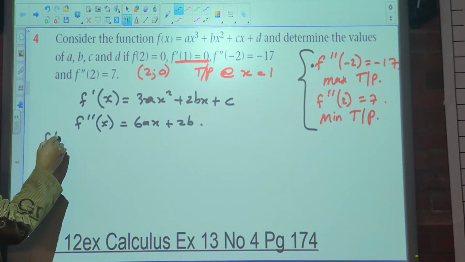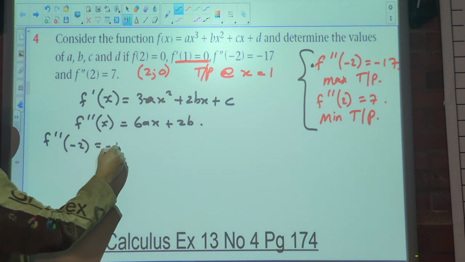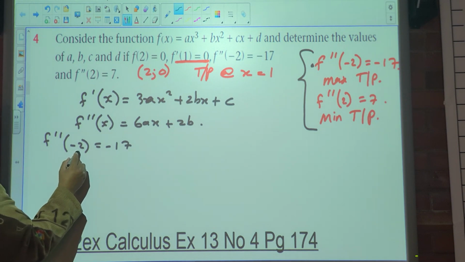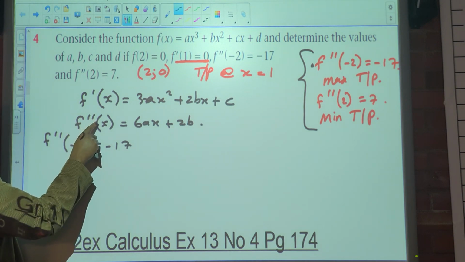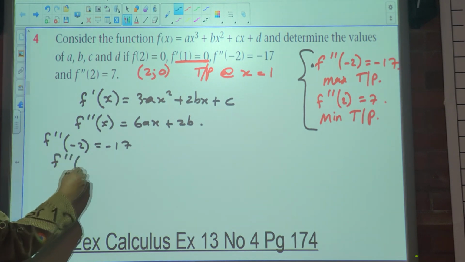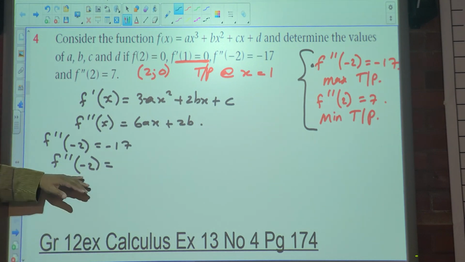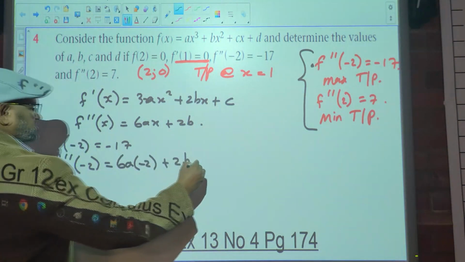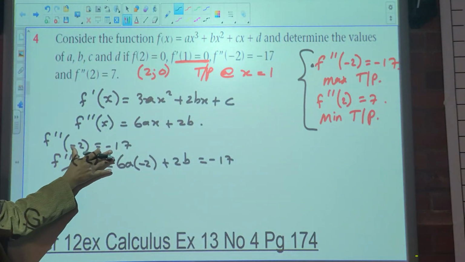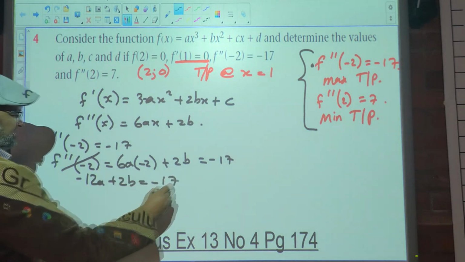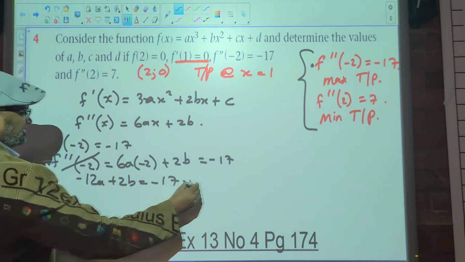So let's go with the first bit of information. We are given that f double dash of negative 2 is equal to negative 17. Wherever I see x, I replace it with negative 2. So 6a times negative 2 plus 2b, and this is equal to negative 17. So it's going to give you negative 12a plus 2b equals negative 17. And this is equation 1.